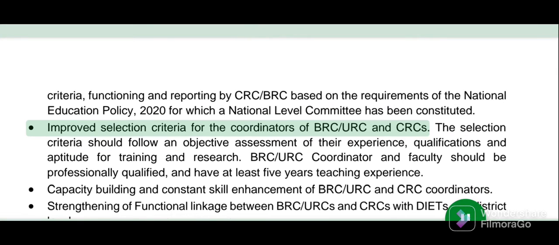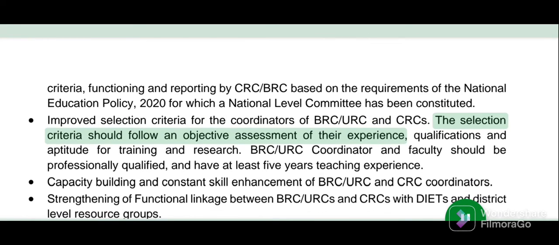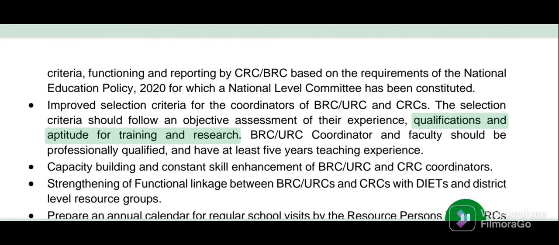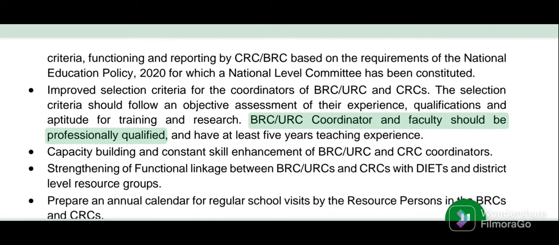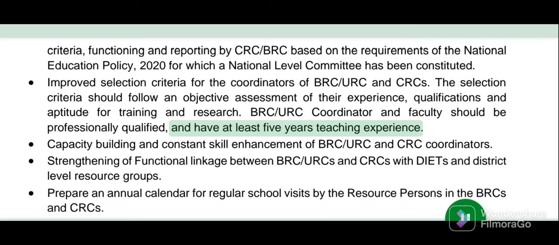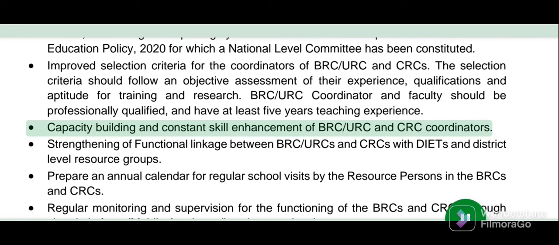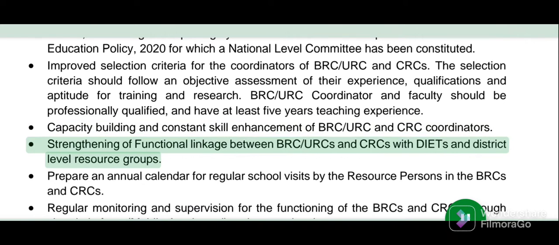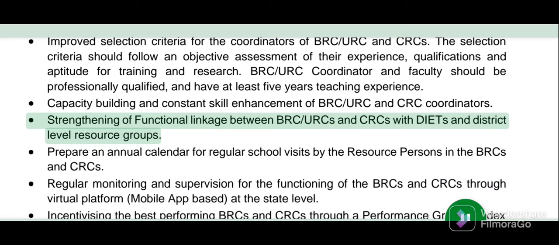Improved selection criteria for the coordinators of BRC, URC and CRCs. The selection criteria should follow an objective assessment of their experience, qualifications and aptitude for training and research. BRC, URC coordinator and faculty should be professionally qualified and have at least 5 years teaching experience. Capacity building and constant skill enhancement of BRC, URC and CRC coordinators. Strengthening of functional linkage between BRC, URCs and CRCs with DIETs and district-level resource groups.